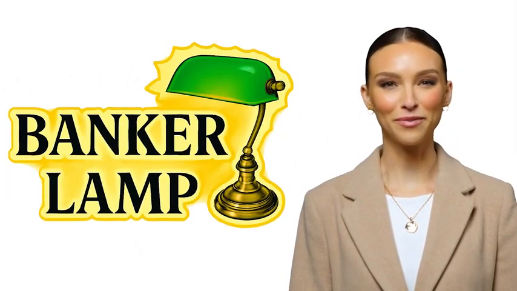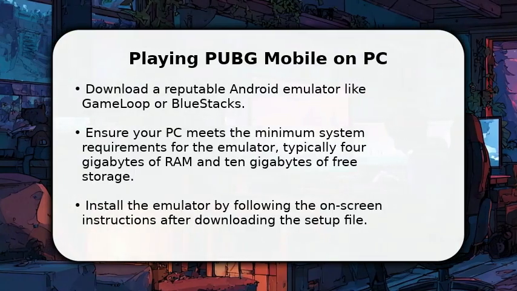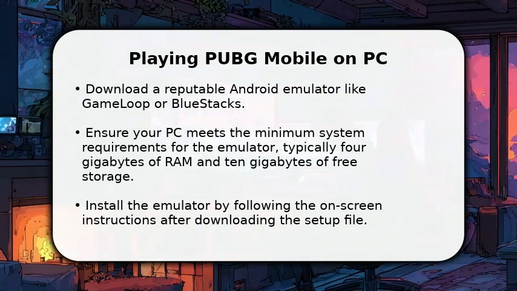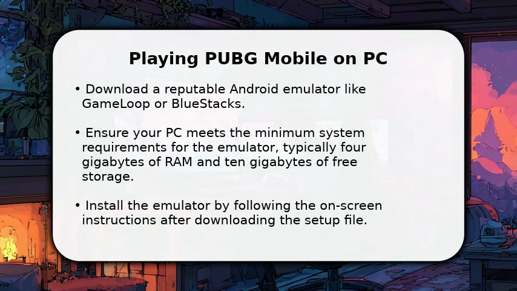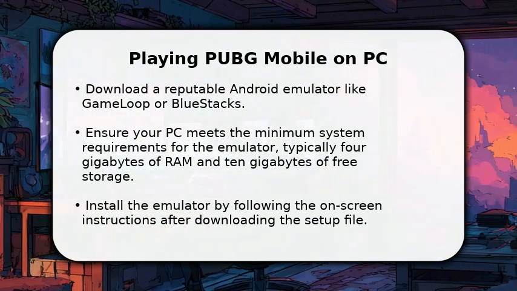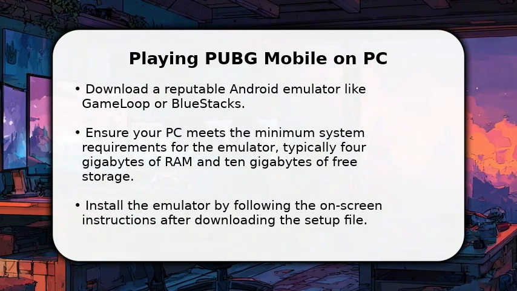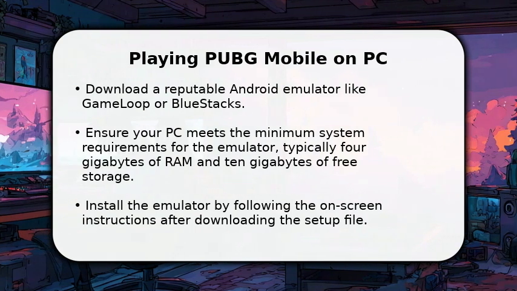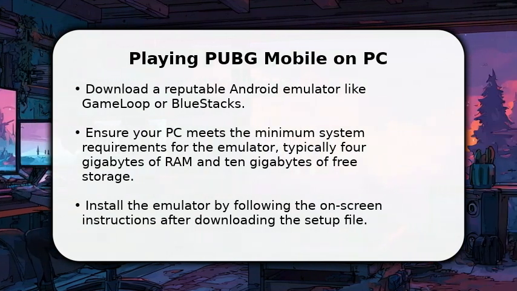Please enjoy the video. In this video, I will show you how to play PUBG Mobile on Steam. First, you'll need to download a reliable Android emulator such as GameLoop or BlueStacks. Make sure your personal computer meets the minimum system requirements, which usually include at least 4 GB of RAM and 10 GB of free storage space.